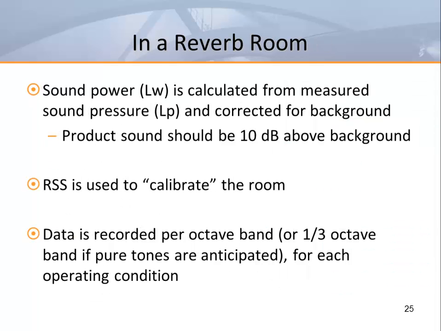To summarize what we've covered so far, in reverb room testing, we calculate the sound power generation of a device by measuring the sound pressure and adding the room attenuation. We determine room attenuation by comparing the measured sound pressure level of the RSS to its published sound power level. This effectively calibrates the test chamber. And we know we should try to keep the sound readings at least 10 decibels higher than the background level to prevent background interference. Data is generally recorded in octave bands or 1/3 octave bands when checking for pure tones.